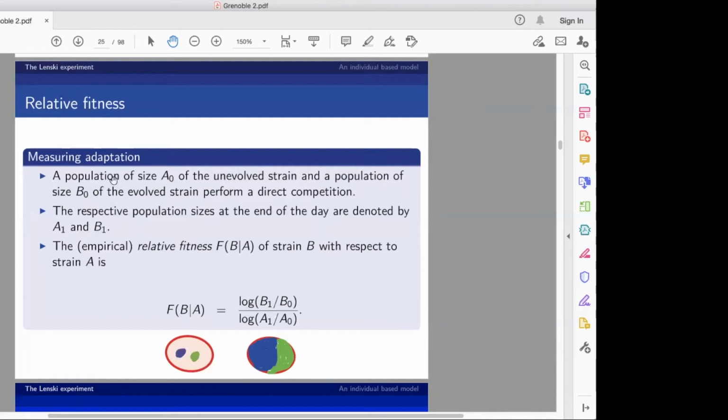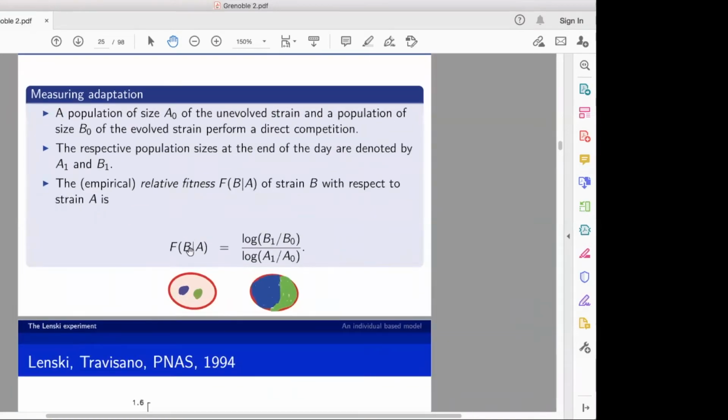So they come with the notion of relative fitness, which is simply put your strain from today in the same media as a strain from the very beginning. So you put a small amount of each in your fresh media. You wait for the whole day, and you see the proportion of each of the types at the end of the day. And you take the logarithms of that because there is exponential growth, but this gives you a measurement of adaptation that is called the relative fitness.